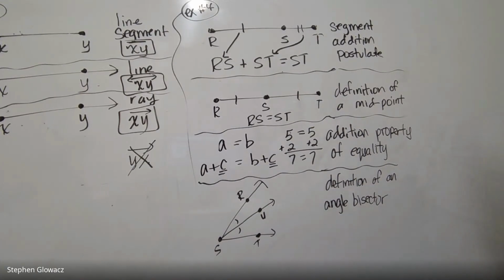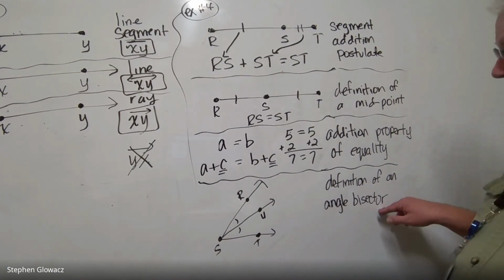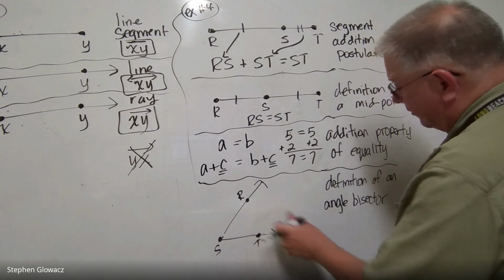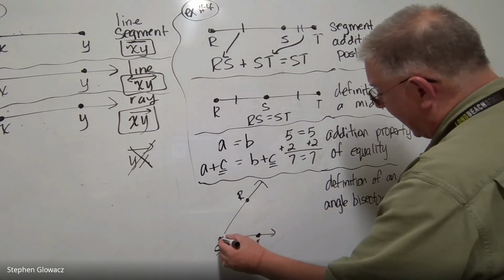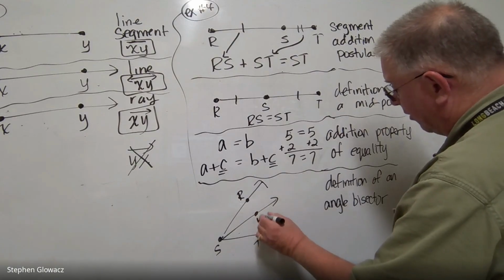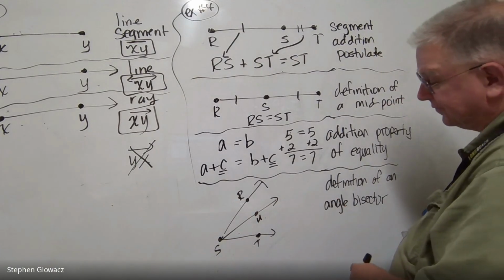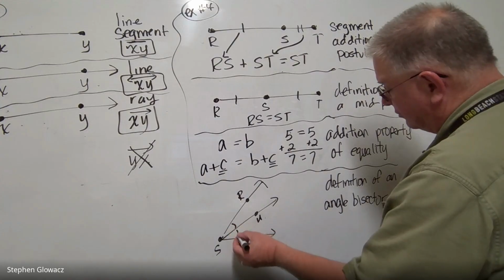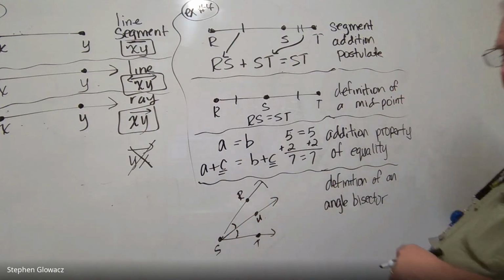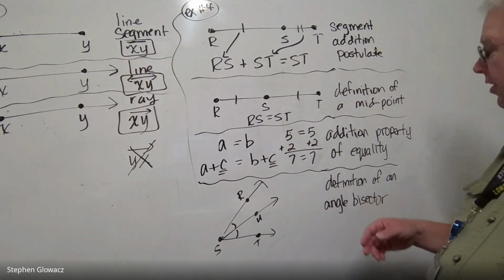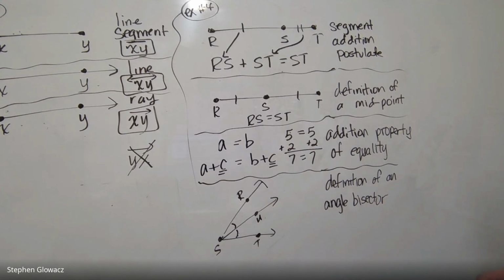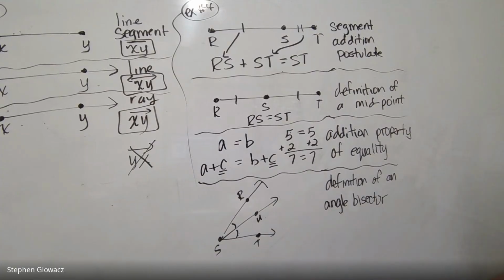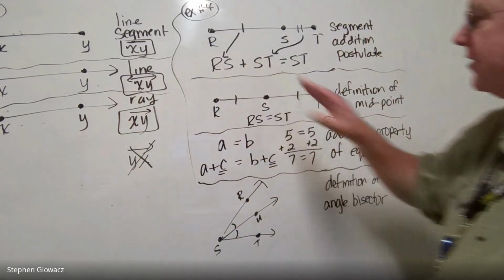Finally, the definition of an angle bisector, the last one for number 4. If we have the bigger angle RST and we draw a bisector in here, we're going to call that bisector ray SU. A bisector divides the larger angle into 2 smaller angles that are equal to one another. So whenever we're dealing with a bisector, we're dividing the angle into 2 equal angles. That's our examples for 1, 2, 3, and number 4.